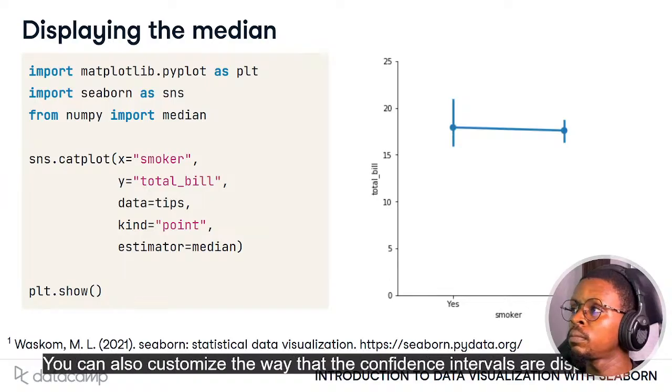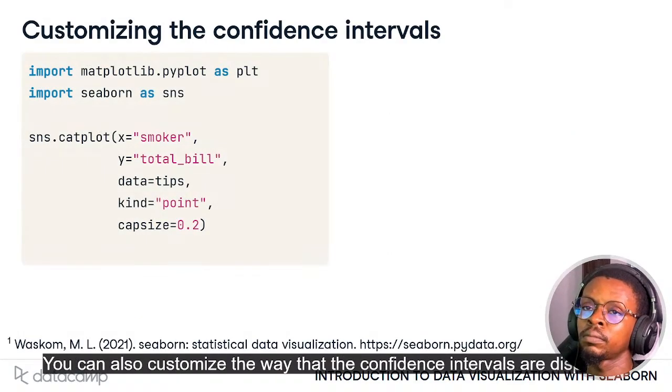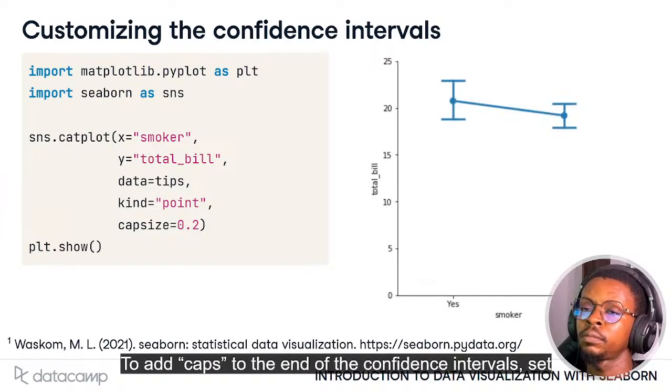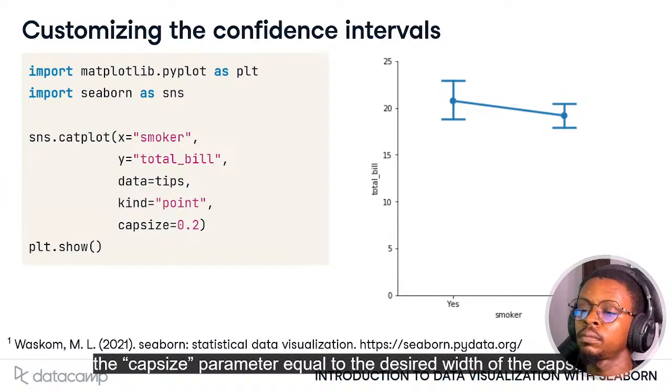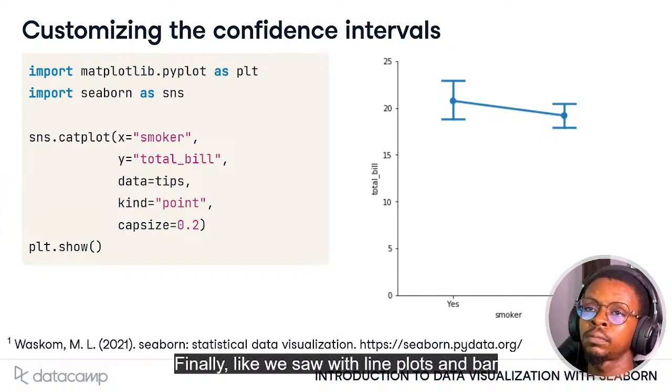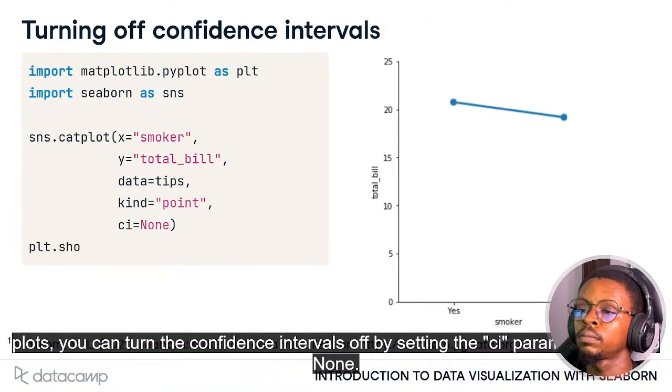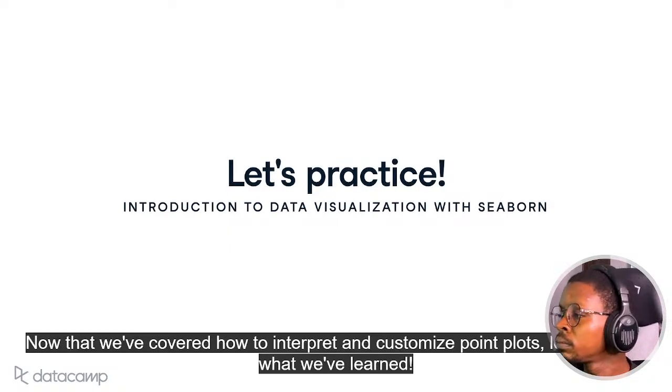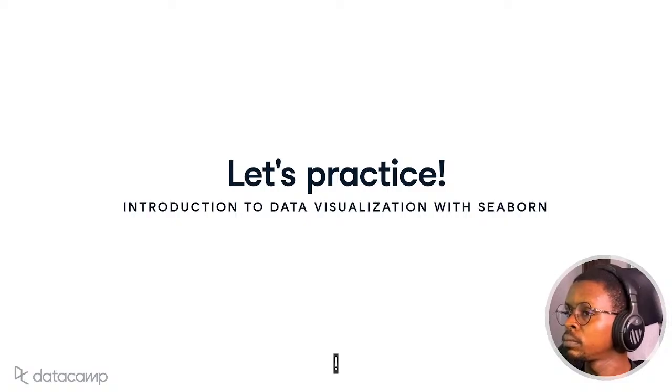You can also customize the way that the confidence intervals are displayed. To add caps to the end of the confidence interval, set the capsize parameter equal to the desired width of the caps. In this case, we chose a width of 0.2. Finally, like we saw with line plots and bar plots, you can turn the confidence intervals off by setting the ci parameter equal to None. Alright, now that we've covered how to interpret and customize point plots, let's practice what we've learned.